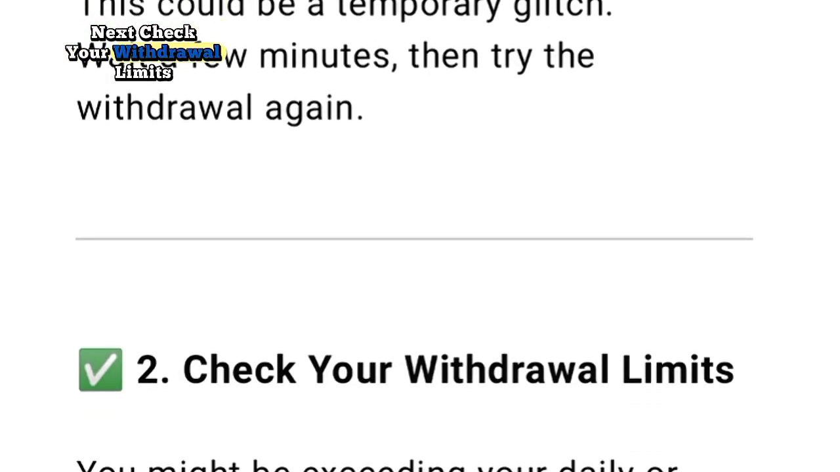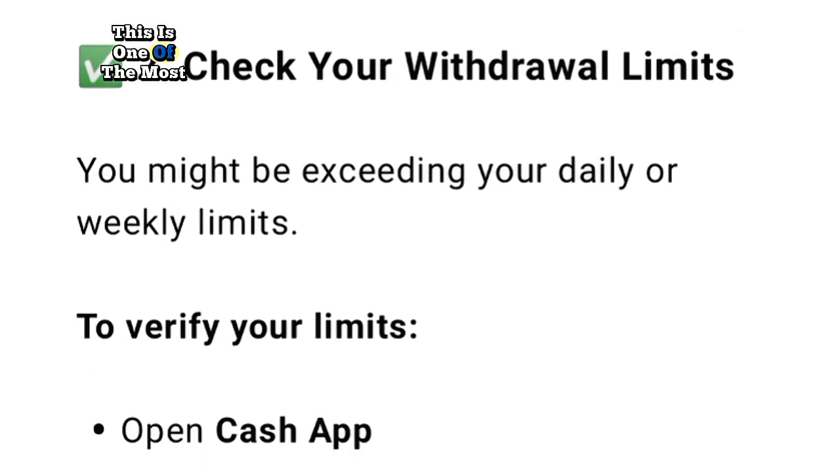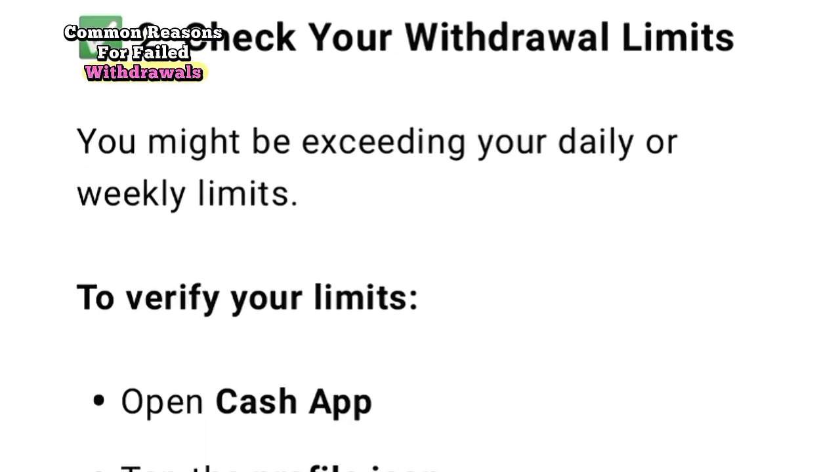Next, check your withdrawal limits. This is one of the most common reasons for failed withdrawals. If you're trying to withdraw a large amount of cash or Bitcoin, you might be hitting your limit.